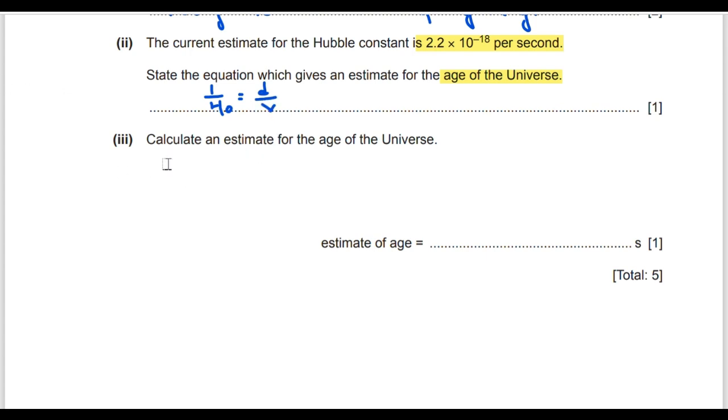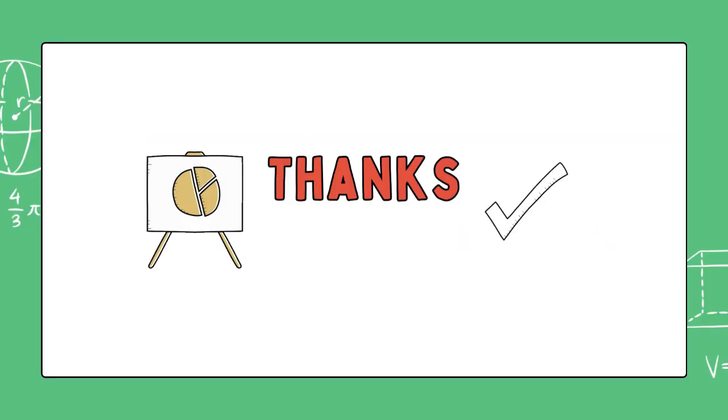Third part says calculate an estimate value for the age of the universe. So it's the inverse of the Hubble constant, so it is the inverse of 2.2 into 10 raised to power negative 18. So the age of the universe is 4.5 into 10 raised to power 17 seconds.